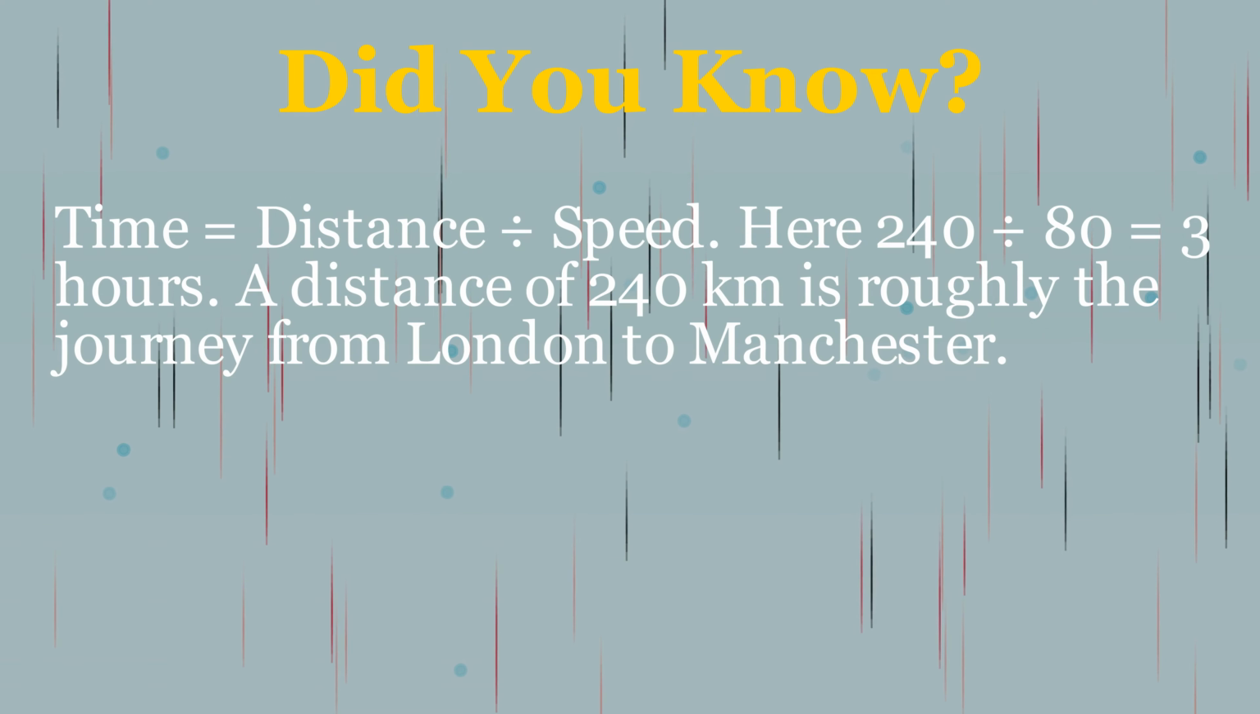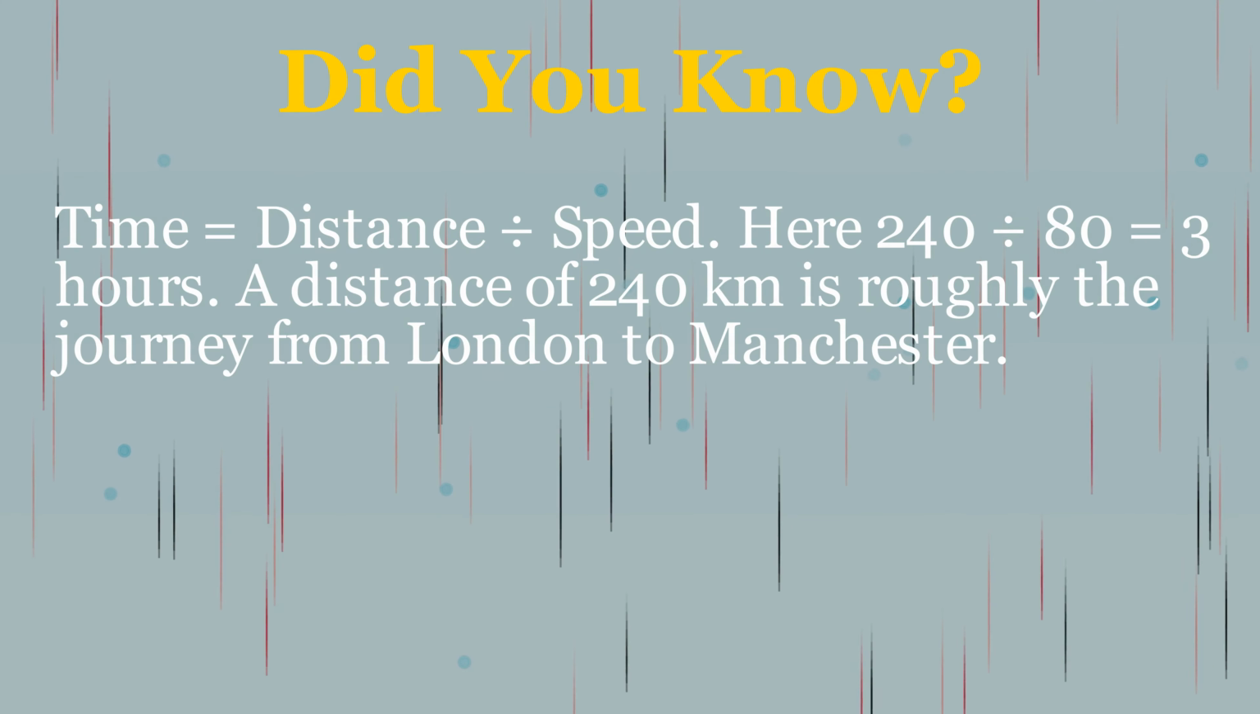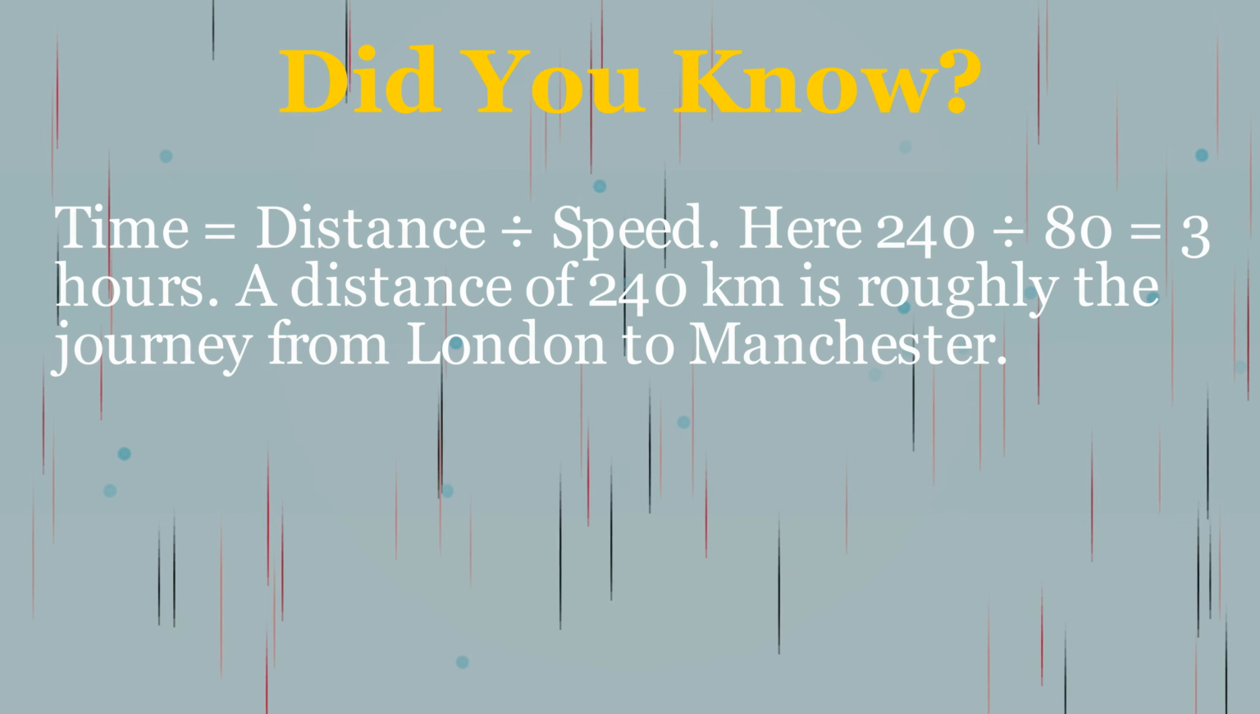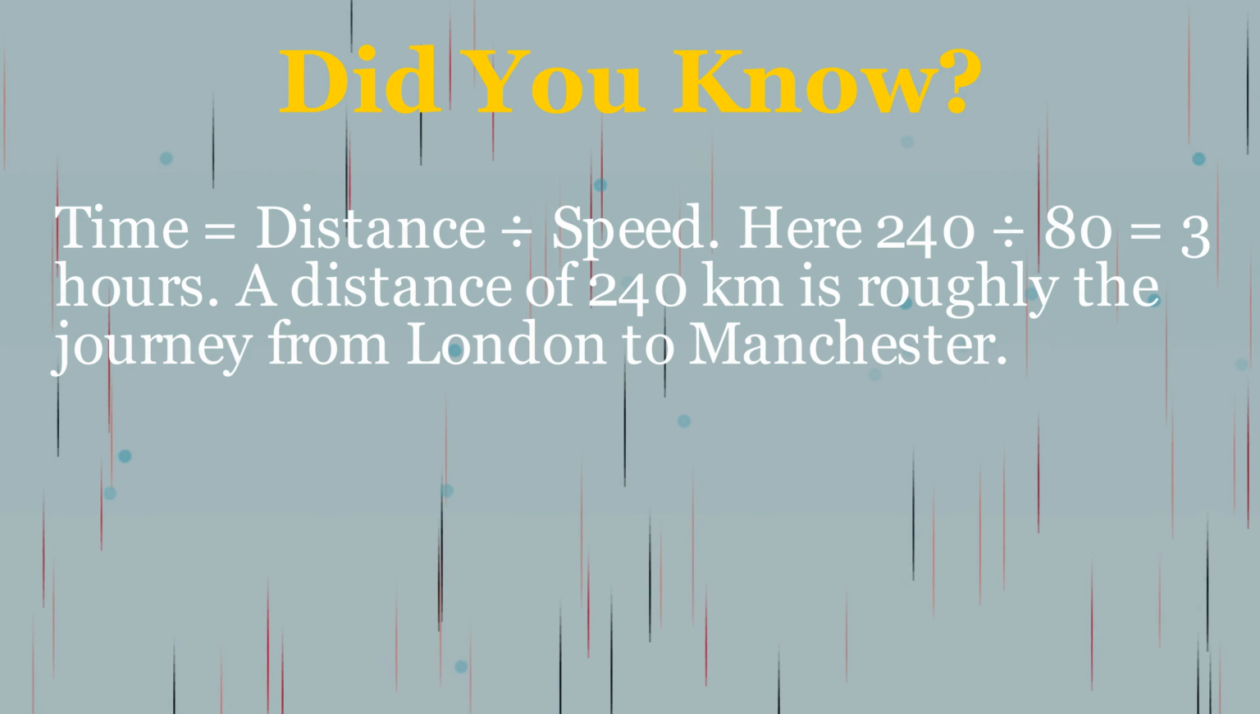Fun fact, time equals distance divided by speed. Here 240 divided by 80 equals 3 hours. A distance of 240 kilometers is roughly the journey from London to Manchester.